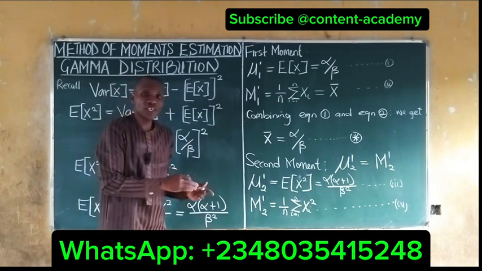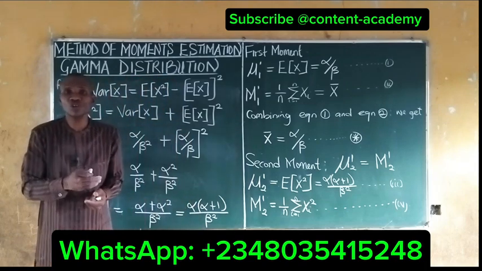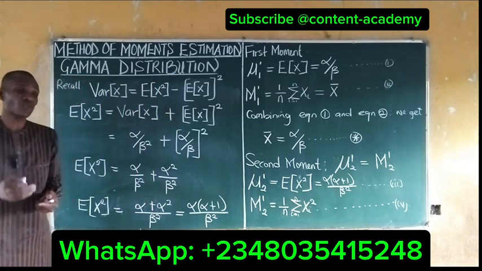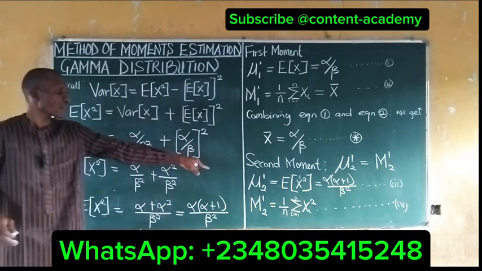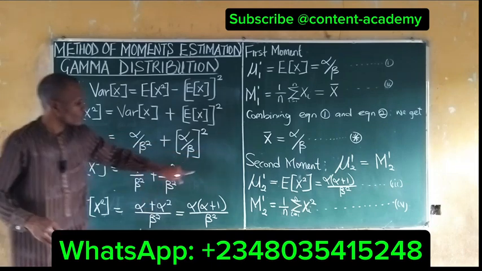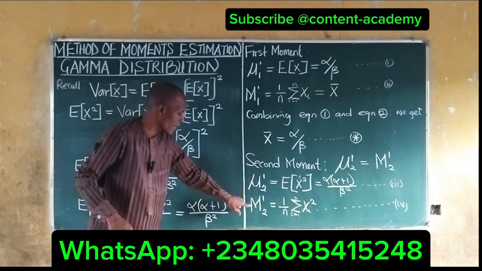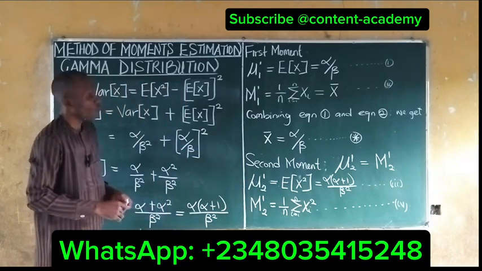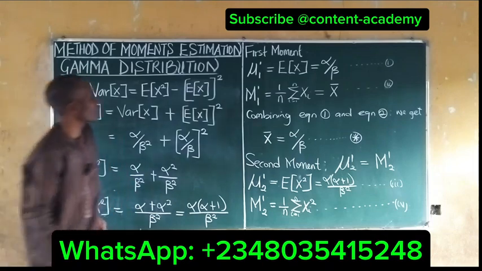We already said initially that to obtain the solution for the method of moment estimation, we have to combine the population moment and the sample moment. So now we'll combine the population moment and the sample moment. All we need to do is to move over to this side of the board.